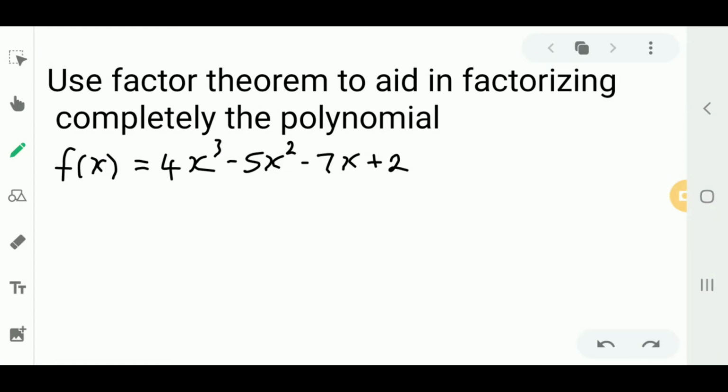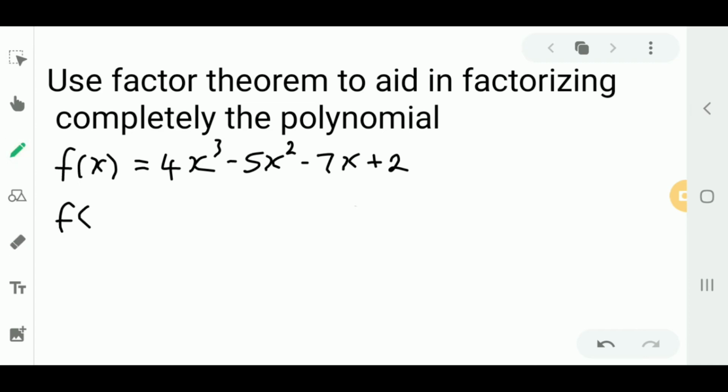So what I do is I try the value 1. If 1 does not work, I try minus 1. If minus 1 doesn't work, I try positive 2, minus 2, and so on. So I always start with positive 1. If we're going to start with x is equal to 1, what that means is x minus 1 is equal to 0. So that's how we got x is equal to 1.